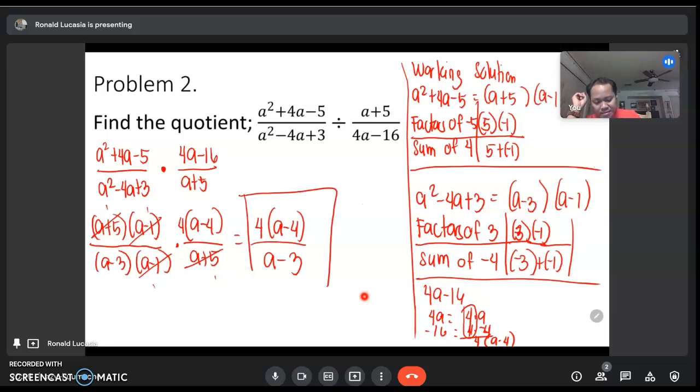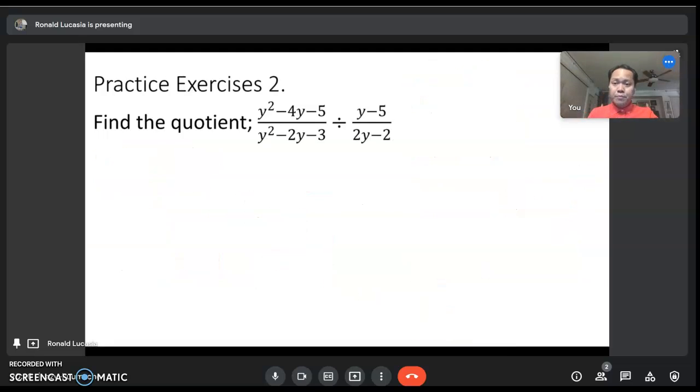Do not simplify this one, primarily because most of the questions in MathXL ask you to simplify your answer into a factored form. And this is already in factored form. Okay? So I want you to try practice exercises number 2.